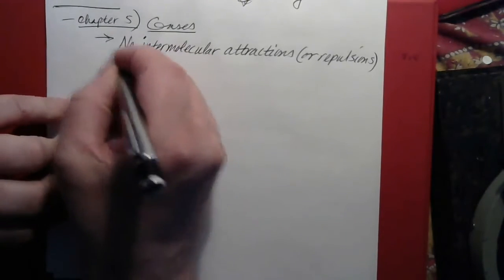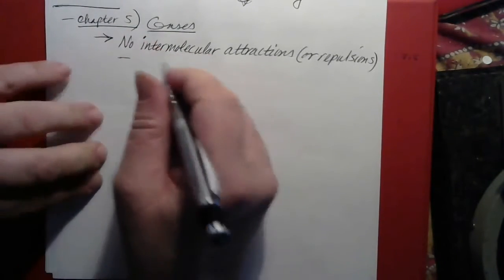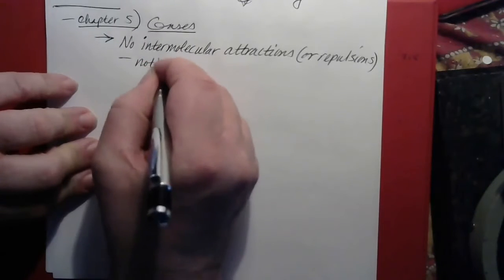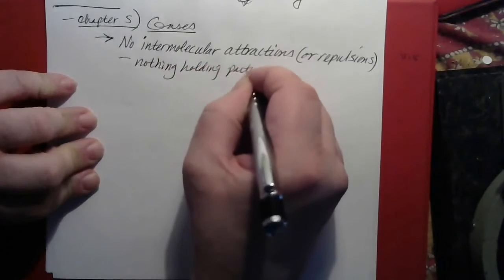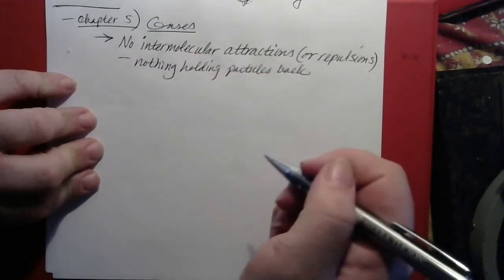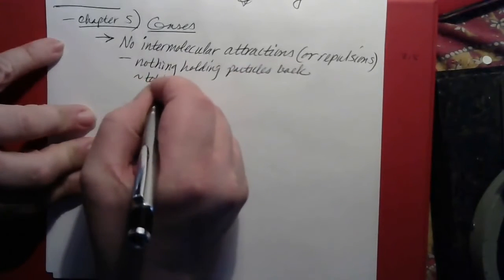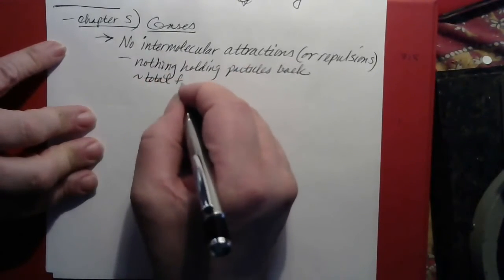That is, the particles that make up a gas are not attracted to each other at all, and they're not repelled from each other either. Even when they hit each other directly, they just bounce off and go in different directions, but they don't actually stop until they actually hit each other. Okay, so that is responsible for a lot of the things that we find in gases. That means that there's nothing holding the particles back. The particles in a gas have more or less total freedom of movement.